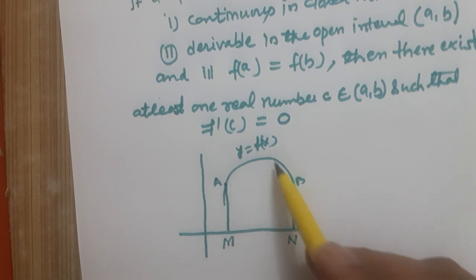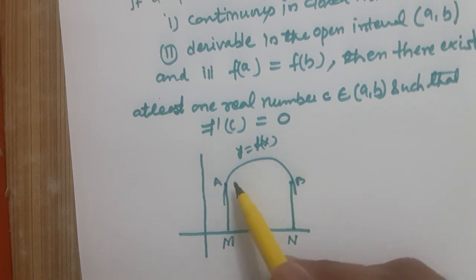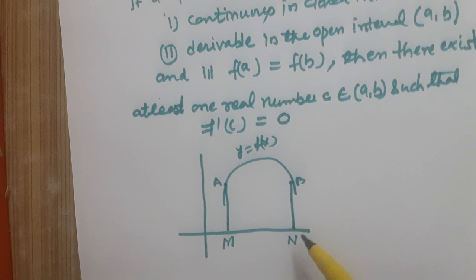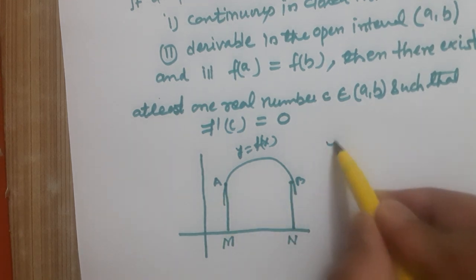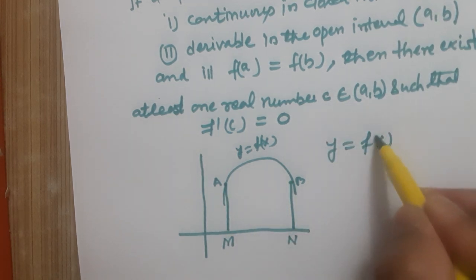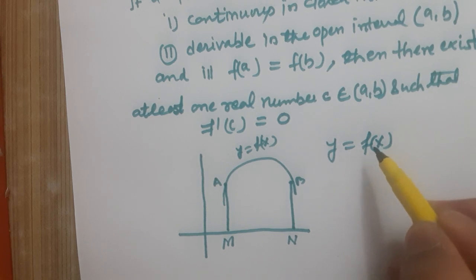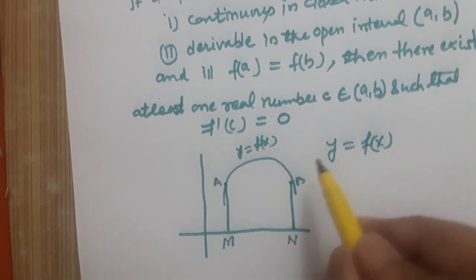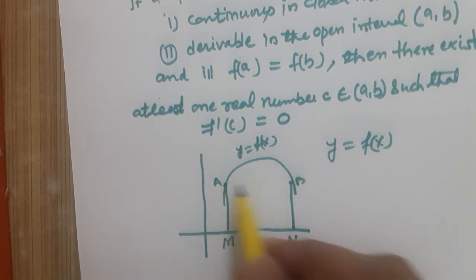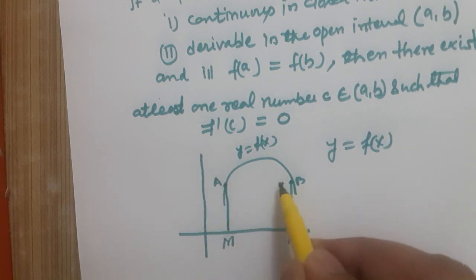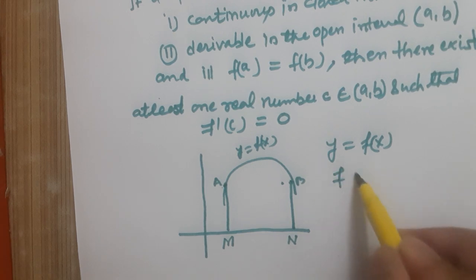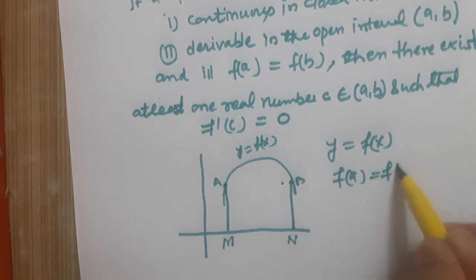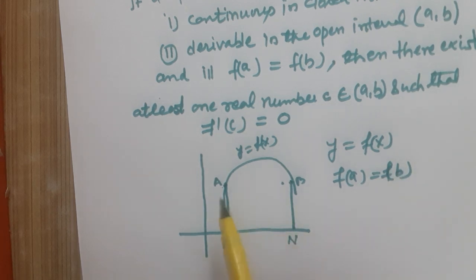Again, f(x) is derivable in the open interval A to B. The curve y equal to f(x) has a tangent at each point between A and B. So there is a tangent between the points A and B. Also f of A equal to f of B. The ordinates of the points A and B are equal.